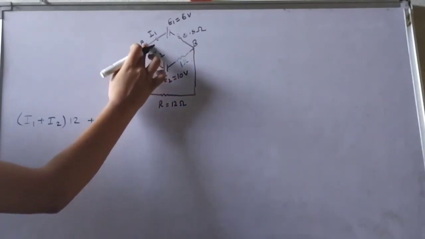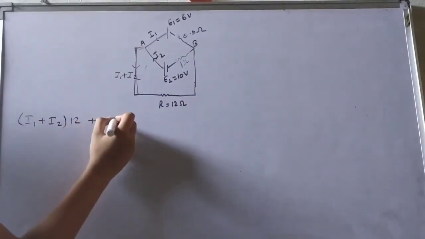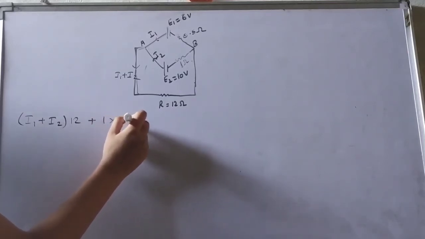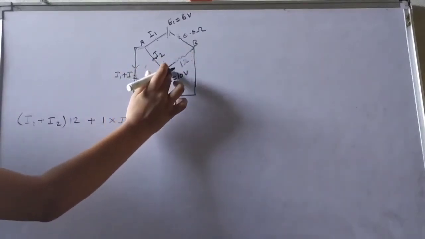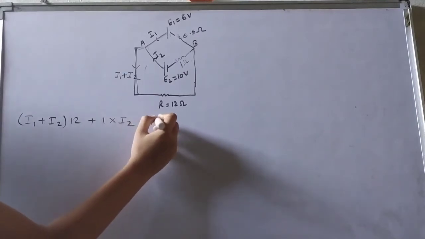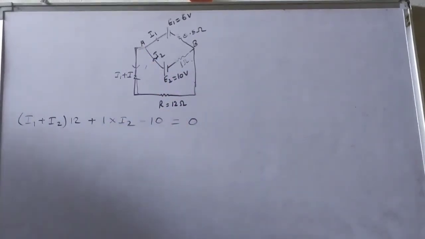See, I2 is flowing through it, so which current will be in this? I2. So it will be equal to 1 into I2. Okay, now here, when we come to this one, the negative potential came, so we will take it as minus 10, which will be equal to 0. This is your first loop.